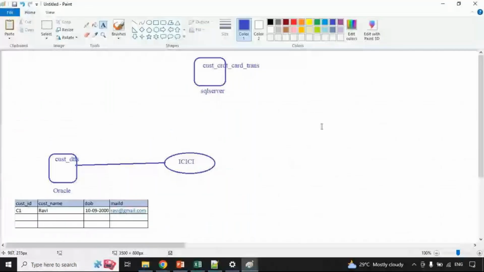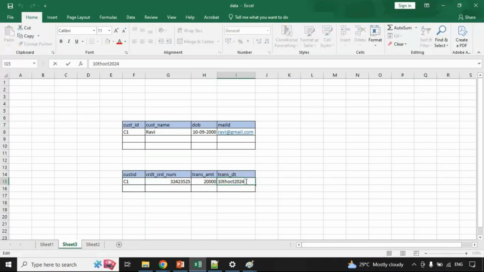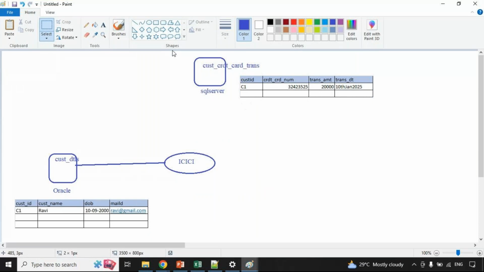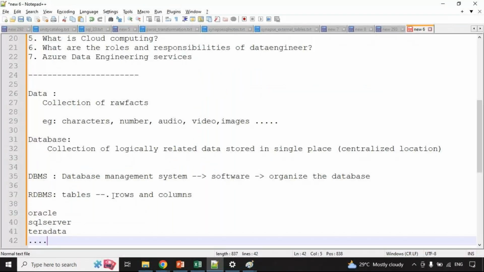So consider I am having data here. Now here you can see this one. So here what happened is, ICICI related, they are going to maintain the customer details in the database, and customer card transactions related they are going to maintain in a different database. Now here the next one is ETL.